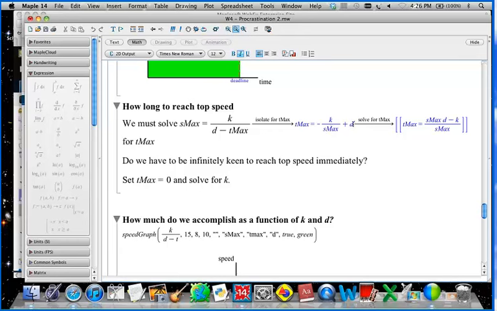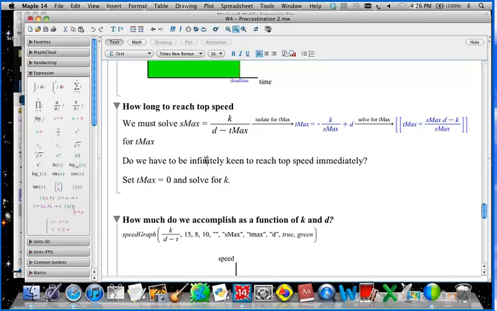Does that make physical sense? Let's see. The larger D is, the larger T max should be. That makes sense, because the longer the deadline is, the longer people wait to get the top speed. Does it make sense that when K is large, this should be low? Yes, because there's a negative in front of here. And inversely for S max.